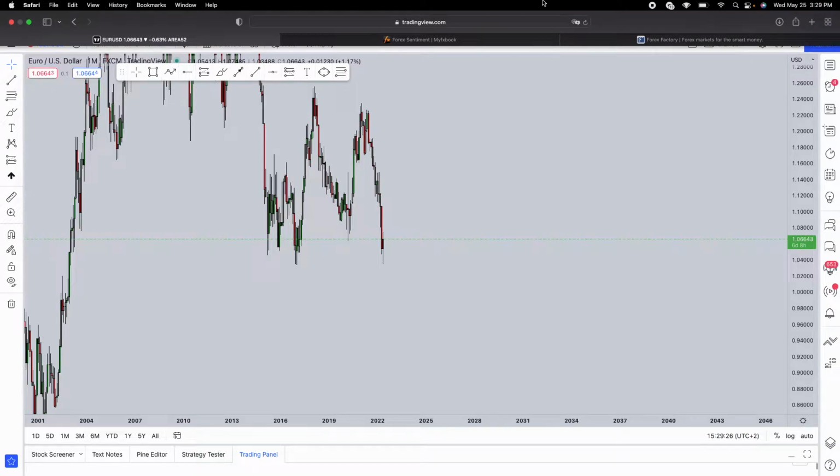Today we are going to take a look at Euro USD from a technical, fundamental and order flow perspective.